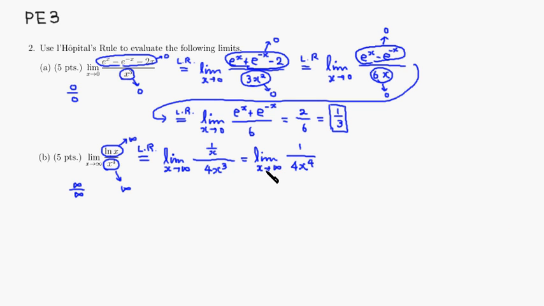Then we send x to positive infinity, so it's going to be 1 over 4 times infinity to the 4th, which is still going to be infinity, but 1 over infinity approaches 0. So the limit is 0. So this one we only apply L'Hopital's rule once, and then simplification and plug in. That's it. I hope that this was clear.